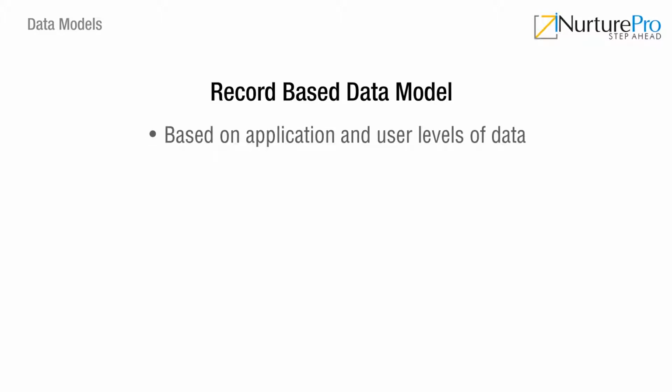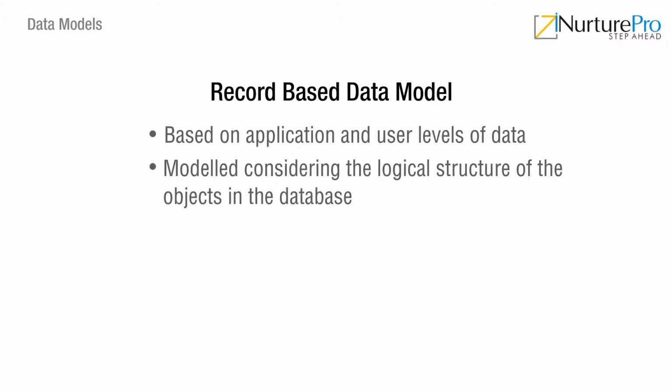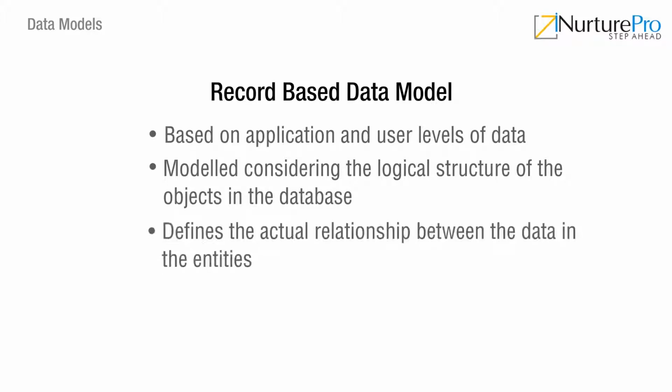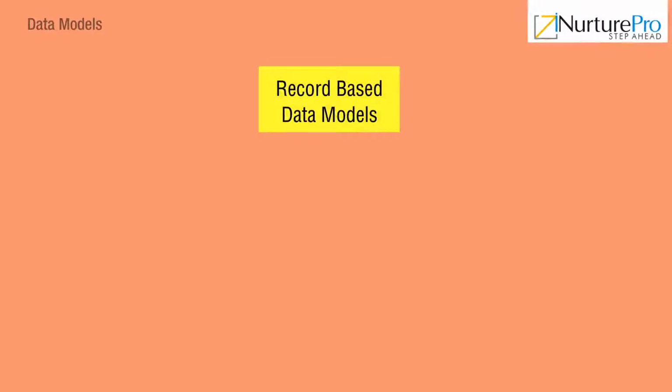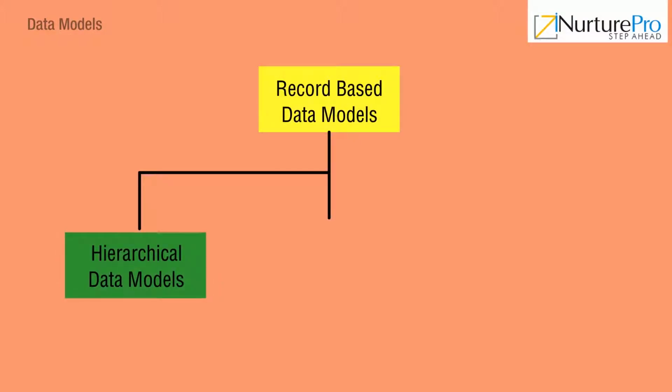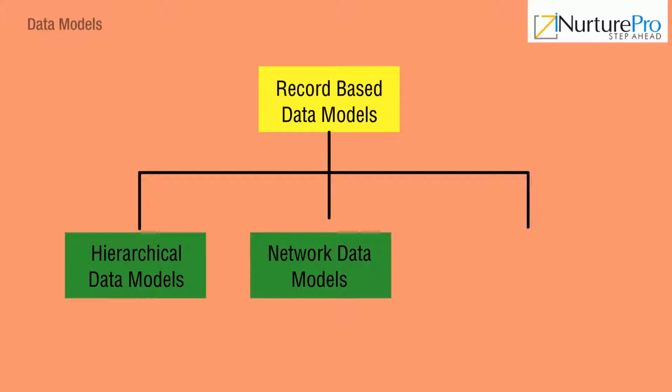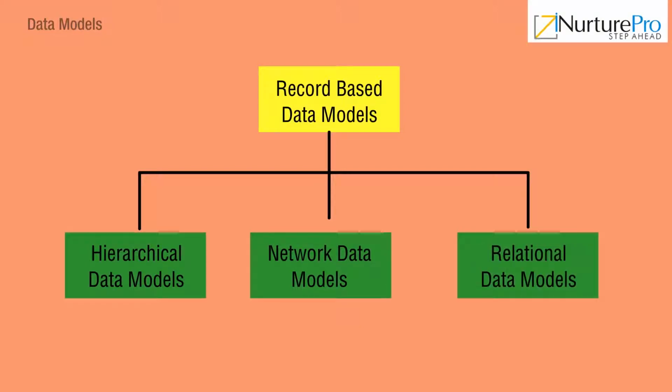These data models are based on application and user levels of data. They are modeled considering the logical structure of the objects in the database. Record-based data model defines the actual relationship between the data in the entities. Record-based data models are further categorized into three types: hierarchical data models, network data models, and relational data models. Now, let us look at each one of them.